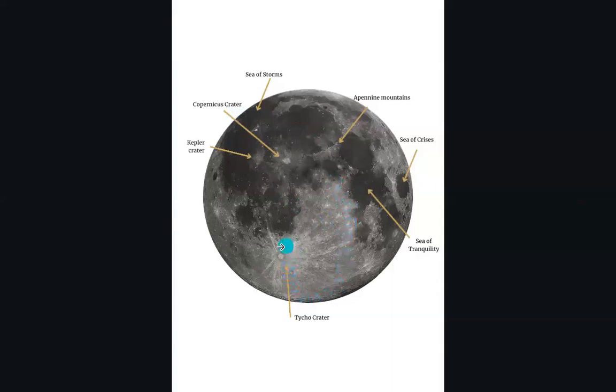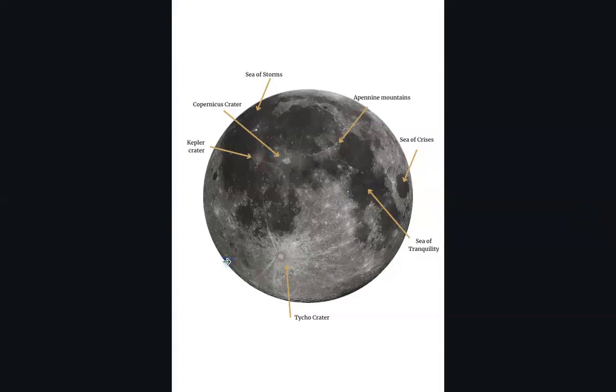This here is a famous crater called the Tycho crater. We've got here the Sea of Tranquility, the Sea of Cries. This region here is a mountain range called the Apennine Mountains. Here's the Sea of Storms, the Copernicus crater, and over here is the Kepler crater.